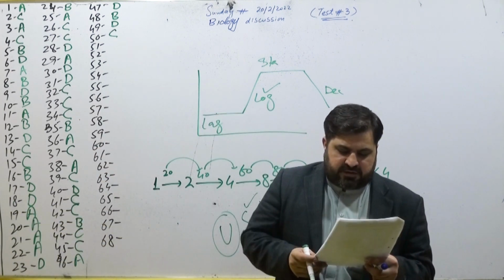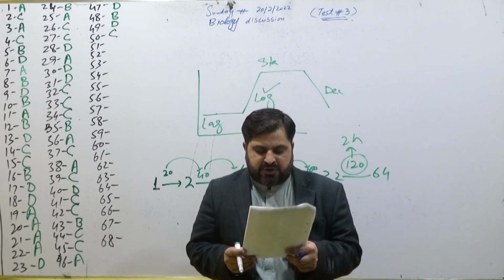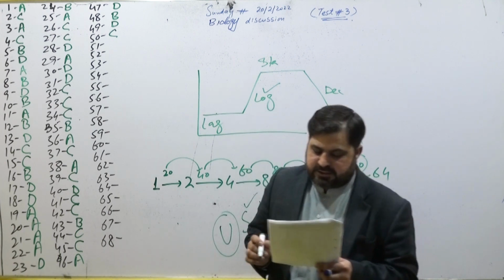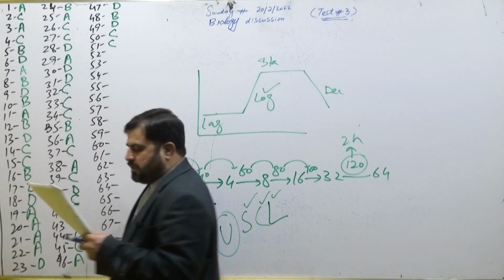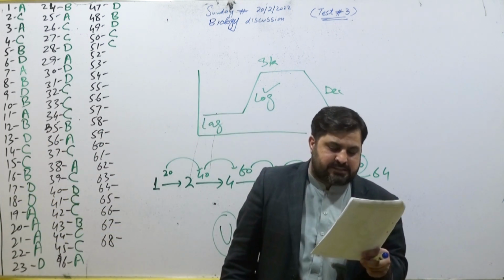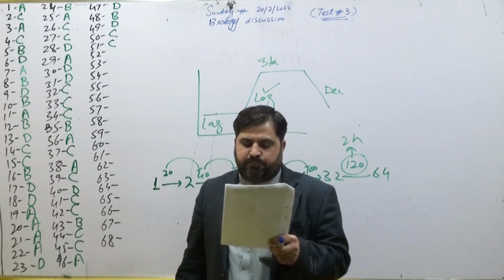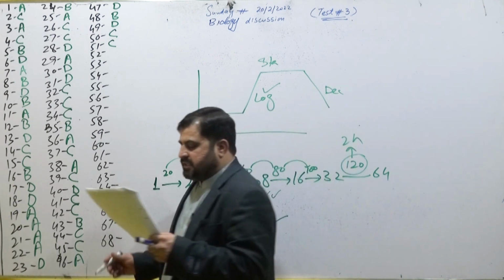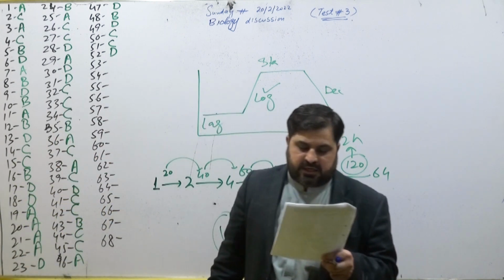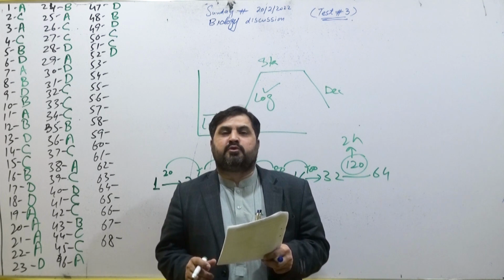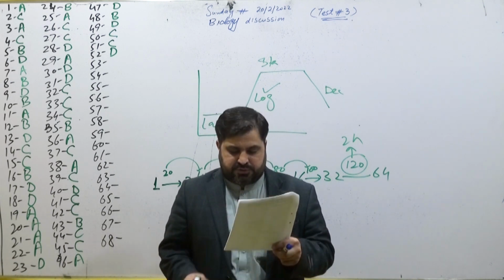Coming toward MCQ number 51, aflatoxin is produced by fungi. So option C is correct. Coming toward MCQ number 52, yeast is unlike bacteria in being eukaryotic. Yes, eukaryotic, because yeast are eukaryotes while bacteria are prokaryotes. Here the term used is unlike, meaning they are not similar.